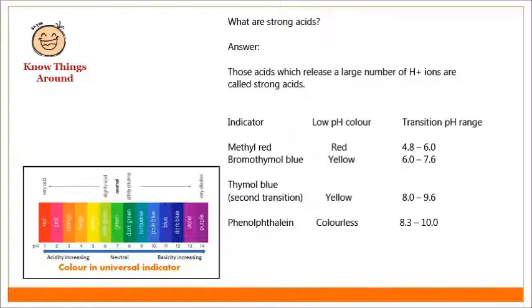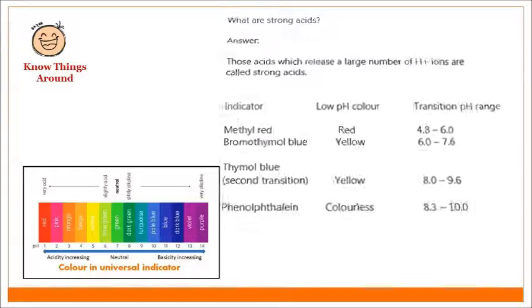Indicator, low pH color, transition pH range. Methyl red, bromothymol blue: red, yellow, 4.8 to 6.0, and yellow is 6.0 to 7.6. Thymol blue, yellow, 8.0 to 9.6. Phenolphthalein, colorless, 8.3 to 10.0.